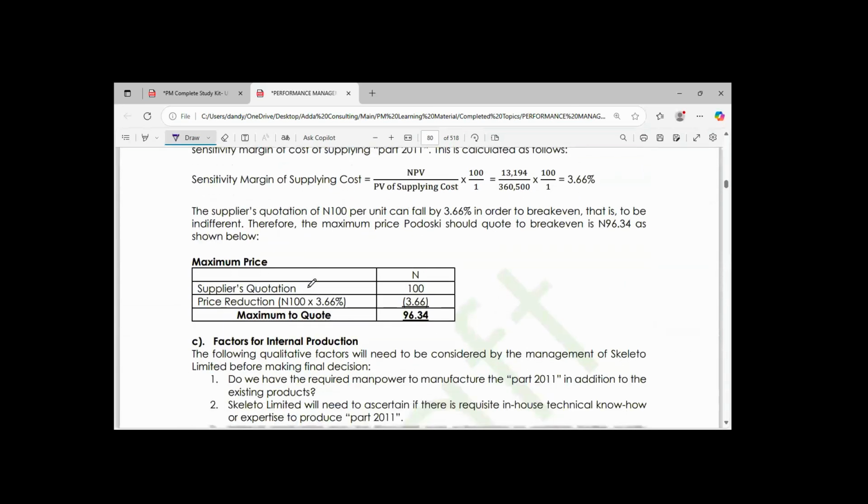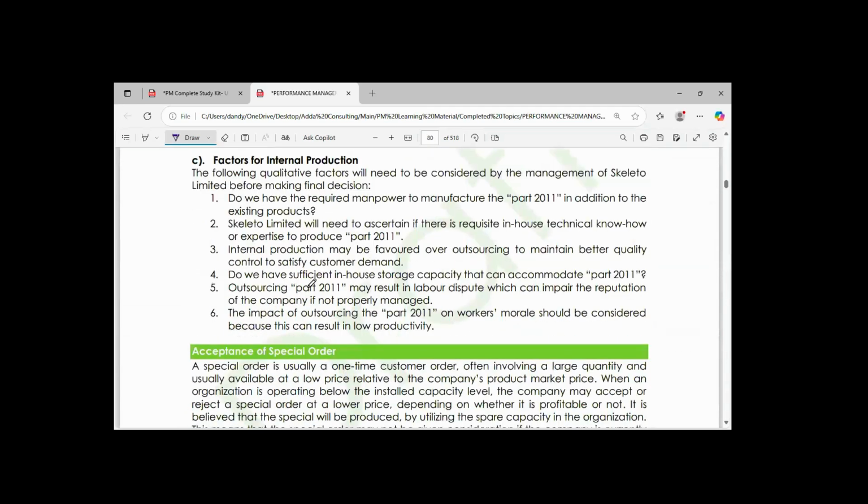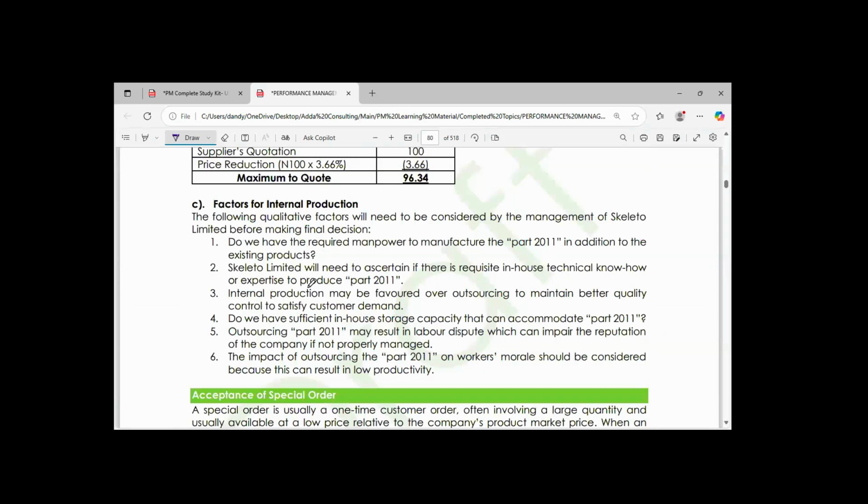Then, of course, for part C, the examiner is asking you what are the non-quantifiable factors to be considered. The following qualitative factors will need to be considered by management of DG Limited before making the final decision. Number one, you need to ask yourself, do we have the required manpower to manufacture part 2011 in addition to the existing products? Remember what I told you. Whenever you are stating your assumption, you need to relate it with the question.